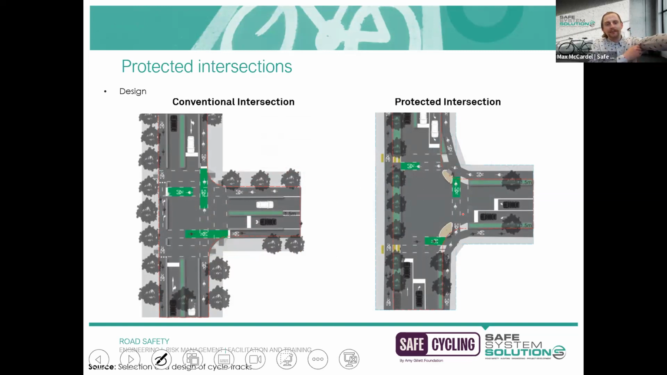So here's another example. This is taken out of the TMR document, Selection and Design of Cycle Tracks, and how a conventional intersection differs from a protected. So you can see with the protected, we've got the use of those corner refuge islands that I mentioned before. They're really, really important to ensure that we've got motorists tracking the path that we want, as opposed to just taking a nice sweeping bend. And they're really there just to ensure that that offset is being maintained.